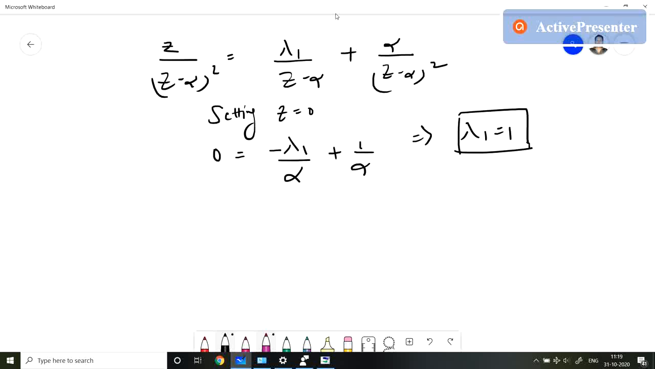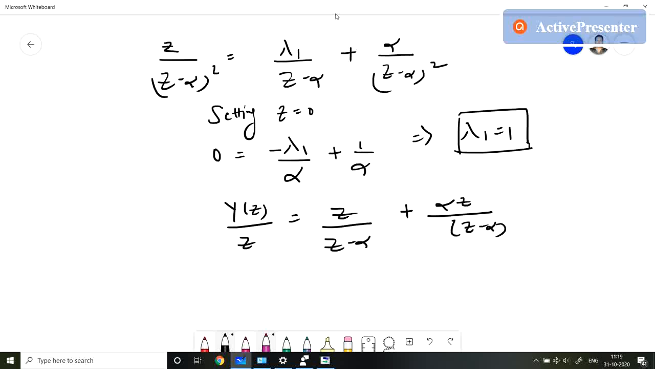So putting the value of lambda 1 and lambda 2 in Y(z) divided by z, what we will get: Y(z) divided by z is equal to z divided by z minus alpha plus alpha z divided by (z minus alpha) whole square, and that ROC is modulus of z greater than alpha, because alpha is equal to beta. So the maximum value is alpha only. So y[n], we can just find out from Y(z).